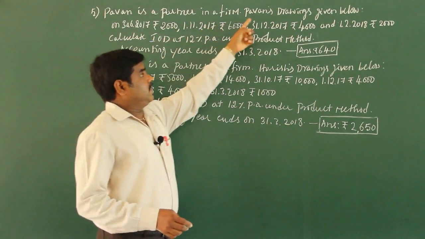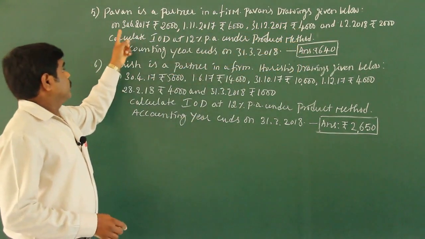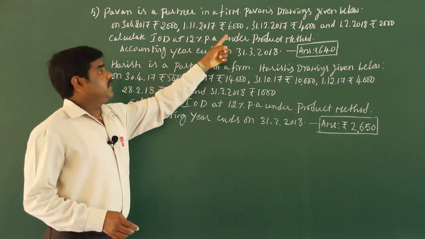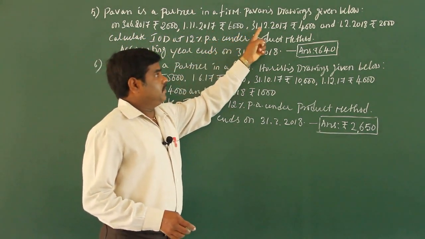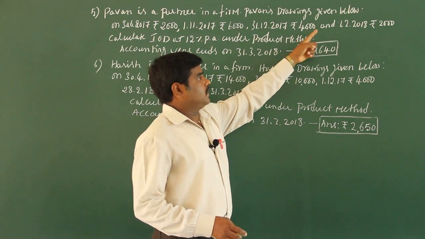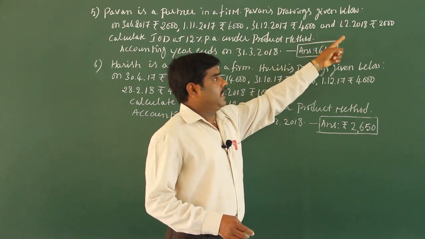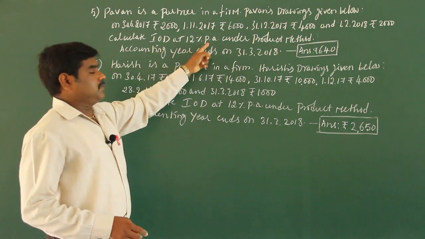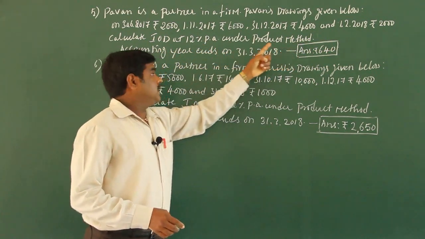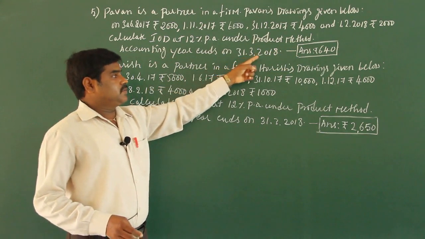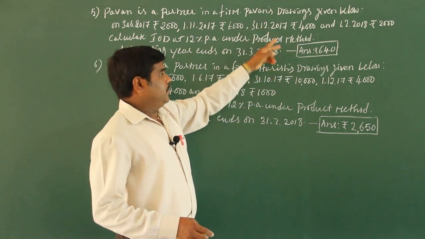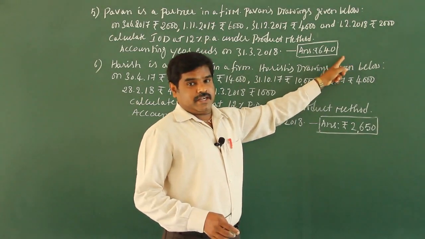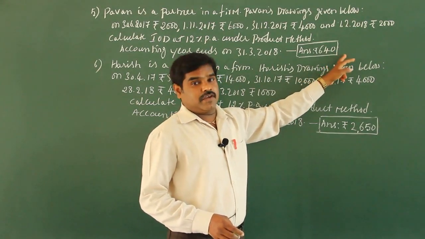Pawan is a partner in a firm. Pawan's drawings are given below. On 30th 6 2017 rupees 2,000. On 1/1/2017 rupees 6,000. 31st December 2017 rupees 4,000 and 1/2/2018 rupees 2,000. Calculate interest on drawings at 12% per annum under the product method. The accounting year ends on 31st March 2018. If you solve this, the final answer you are going to get is 640. So check it, you must get 640.